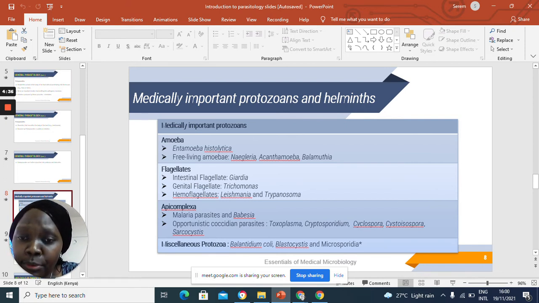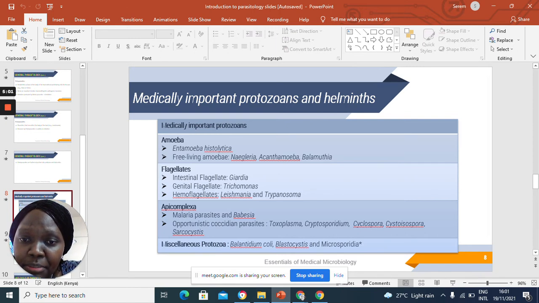We move on to the flagellates. We have intestinal flagellates, for example, Giardia lamblia. We have the genital flagellates, Trichomonas vaginalis, and we have the hemoflagellates. Now, hemoflagellates, I think in this instance, we can only talk about Leishmania donovani and the Trypanosoma species.